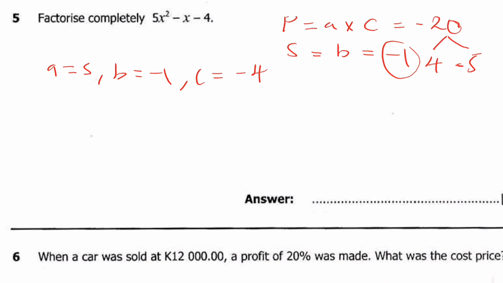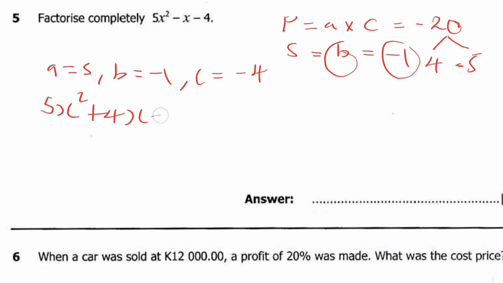Let's check. 4 times -5 is -20. 4 plus -5 is -1. So these factors work. All right. So we're going to use 4 and -5 to split the B. Okay, to split this B. So we're going to say 5x squared plus 4. We're going to use this factor plus 4, and the variable we're using is x.